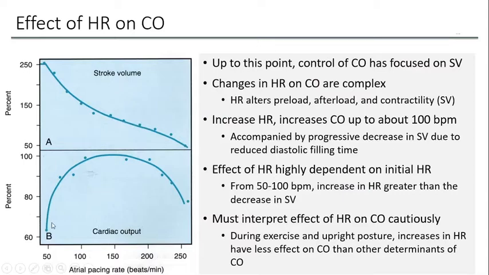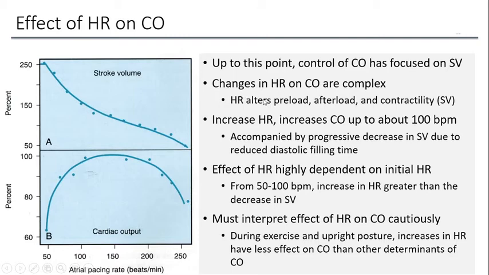So we know the formula for cardiac output is heart rate times stroke volume. And most of what we've talked about so far has really been focused on stroke volume's effects on cardiac output. So we talked about things like preload, contractility, and afterload, but to this point really haven't discussed the effects of heart rate, right?